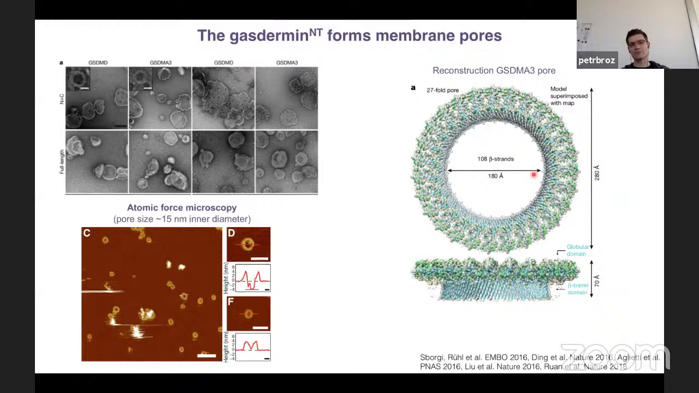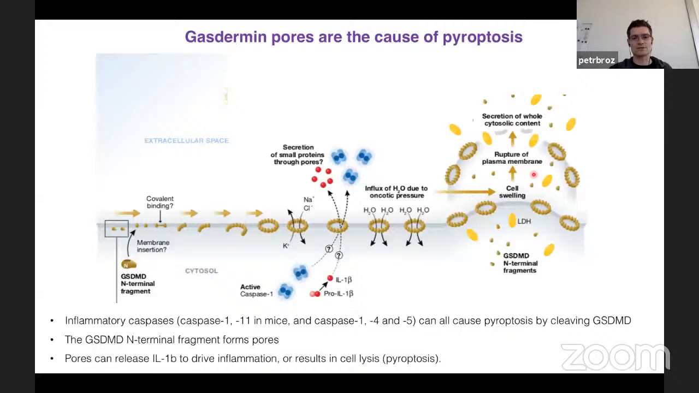So pyroptosis is basically cell death caused by permeabilization through gasdermin pores. So here is a little bit of a summary of this. This is from a review from Veit Hornung's lab. So once the N-terminal fragment has been generated by caspase cleavage, it will target the plasma membrane. It will start to oligomerize to form these rings. So first it starts as crescent-shaped structures, then rings. These rings are large enough to allow ions to be released or ions to get into the cells. You will also have small proteins that are released from the cells.